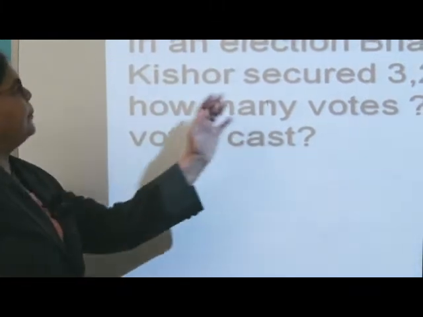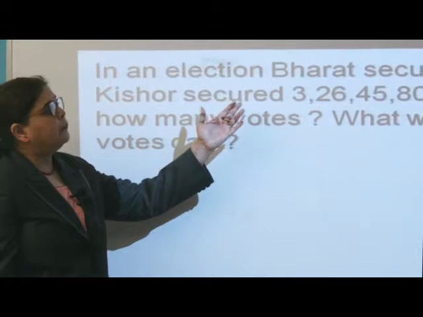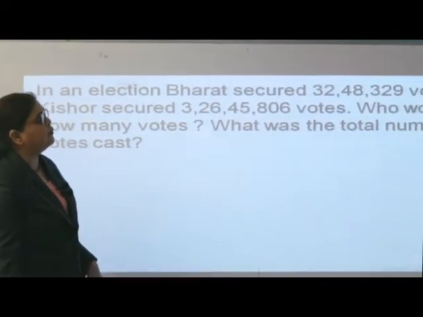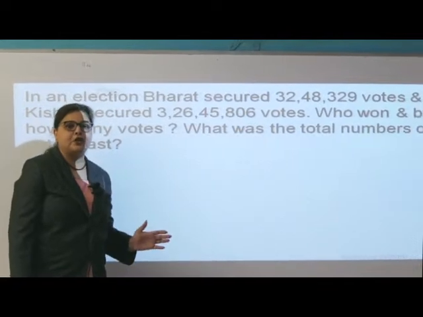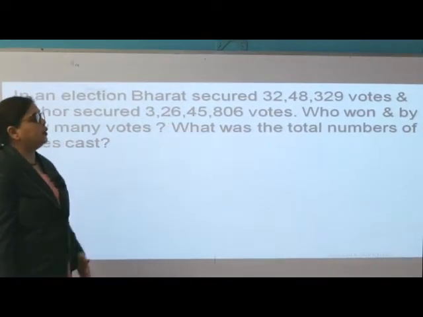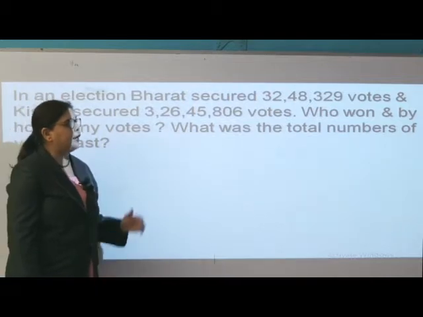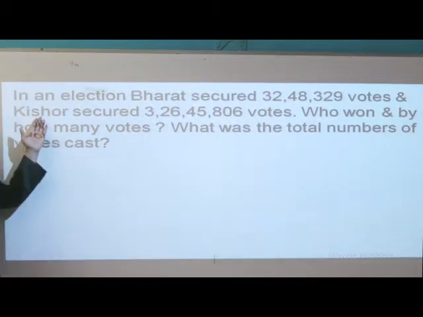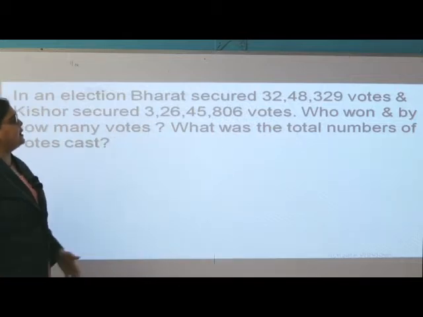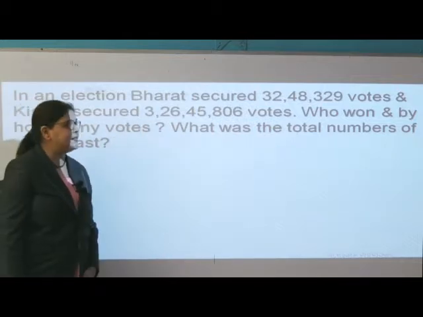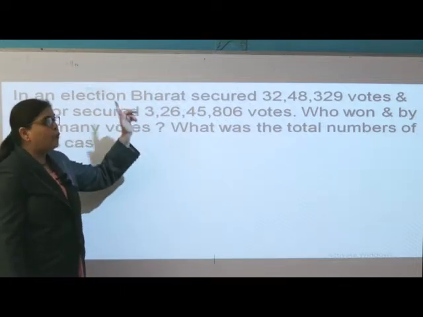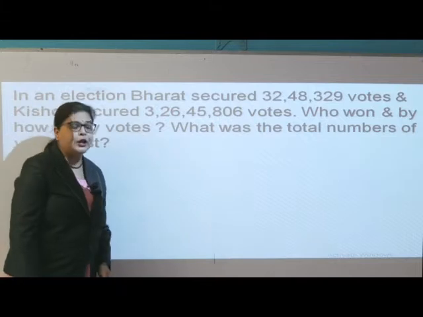Here the example is, in an election Bharat secured 32,48,329 votes. Means what? There was an election, in that one of the candidates was Bharat who has secured 32,48,329 votes, and the other candidate was Kishore who secured 3,26,45,806 votes. Now we know what is given in the statement. Now we have to find out what type of operation it will be.